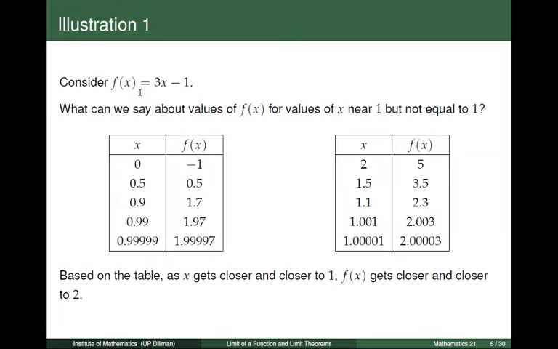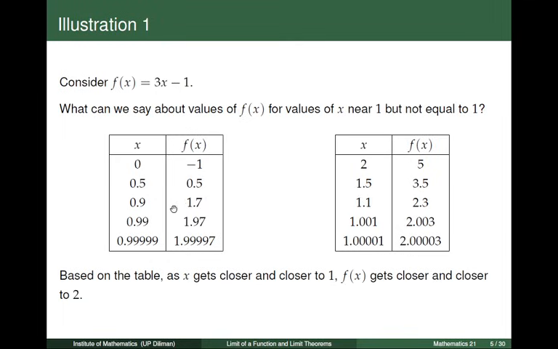So what can we say about the values of f for values of x near 1 but not equal to 1? Let us consider these two tables of values here. For the first table, we have two columns. The first column gives some values of x close to 1 but less than 1. And on the right side of these x values are the corresponding f values.